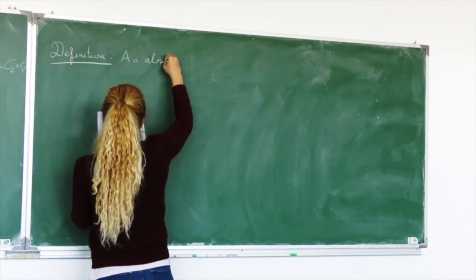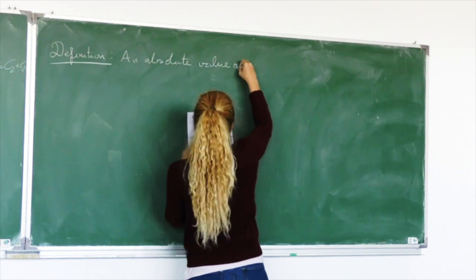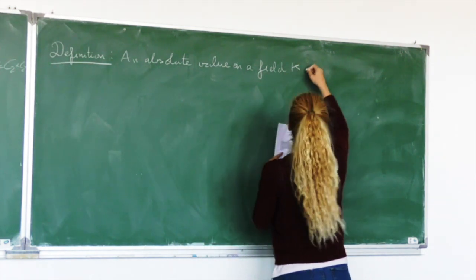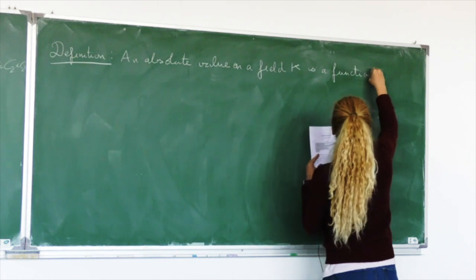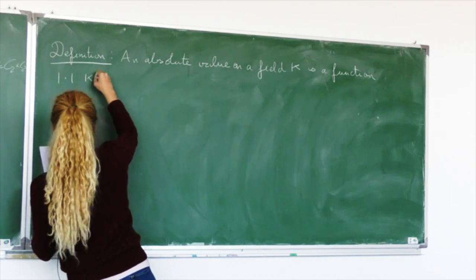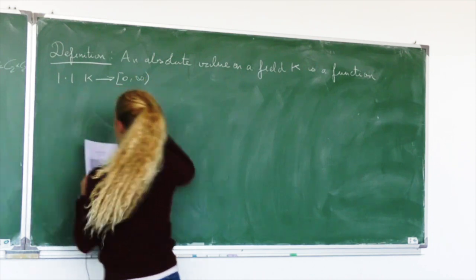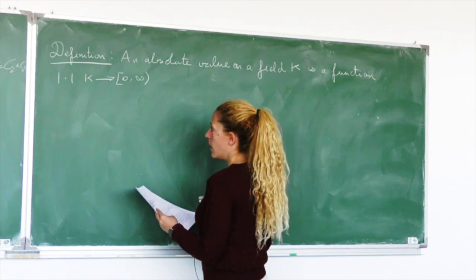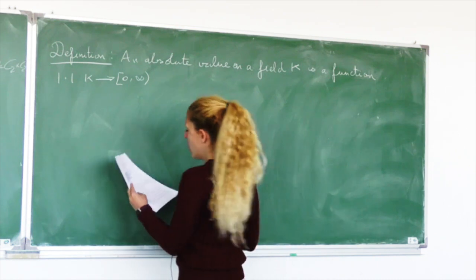An absolute value on a field K is a function that we denote like this, from K to [0, infinity). Okay, so it goes to the non-negative reals. So, I mean, this is like the notation for the usual absolute value, right, that you know.